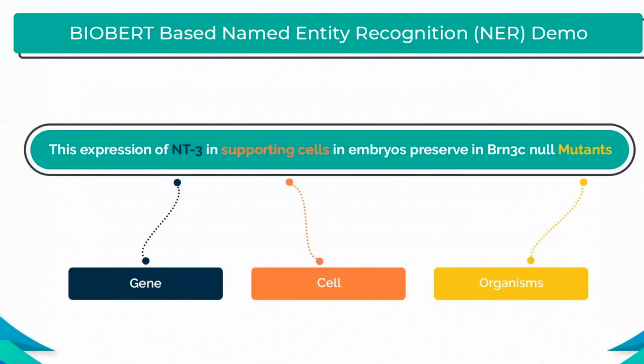In a sentence, usually 65% of it doesn't contain any useful information. It's just only very few parts. Now, NT3 is a gene. This is the information we need. Do you understand? Supporting cell is labeled as cell, and then you have mutant organisms. So these are things that you can do for thousands of sentences.